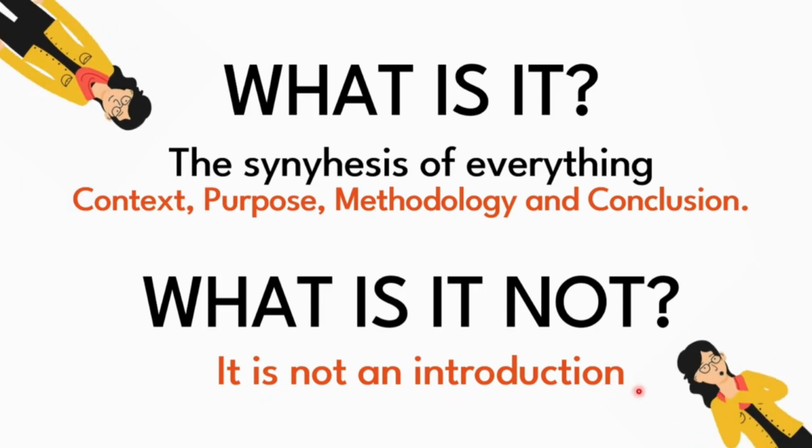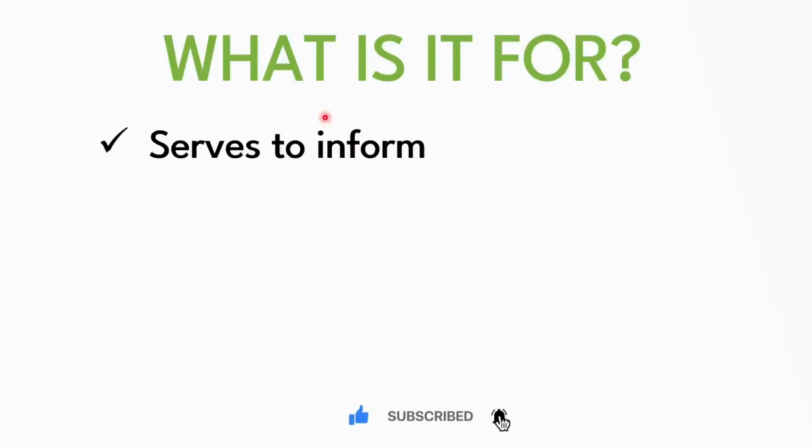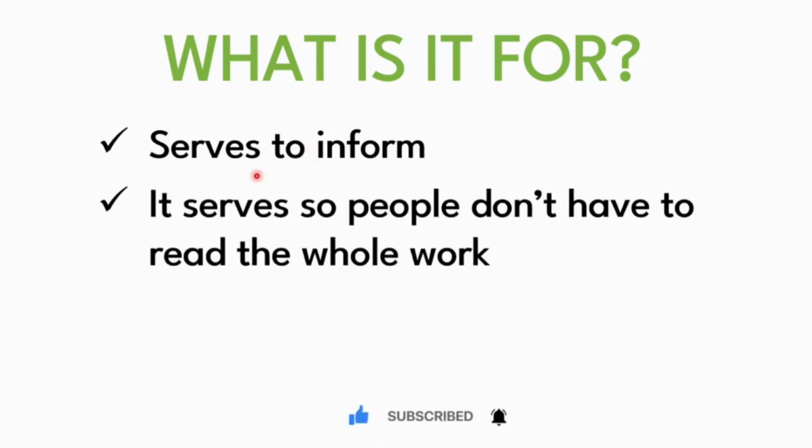is about. What is it for? Why do you need to write an abstract? It is good, first of all, to inform people. For this reason, we have to give accurate data. We must tell people what were our findings, our purposes, what we concluded. The abstract is specifically used so that people do not have to read the whole paper.